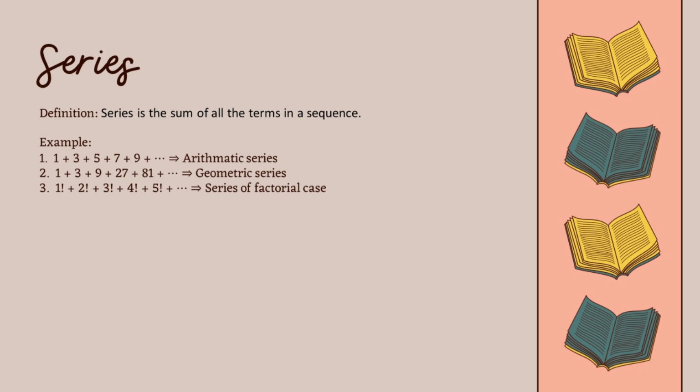Now, the second lesson, the definition of series. Definition. Series is the sum of all the terms in a sequence. For example, the first example, 1 plus 3 plus 5 plus 7 plus 9, called an arithmetic series. The second example, 1 plus 3 plus 9 plus 27 plus 81, called a geometric series. For the third example, 1 factorial plus 2 factorial plus 3 factorial plus 4 factorial plus 5 factorial, called a series of factorial case.